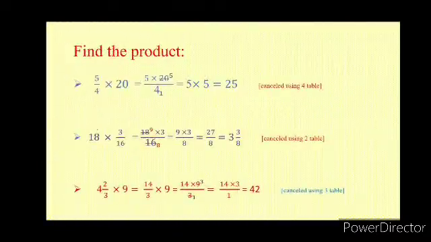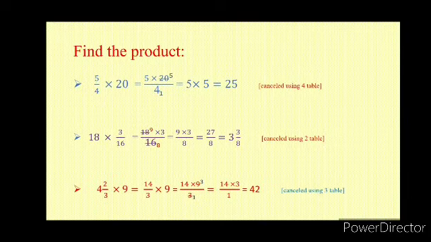Now, we will go with some more examples. Here 5 by 4 into 20. Since 20 is a whole number, it should be multiplied with the numerator. So, 5 into 20 divided by 4. And 20 and 4 are multiples of 4. So, they can be reduced in the 4 table. 20 is 5 times and 4 is 1 times. So, remaining is 5 into 5 equal to 25.